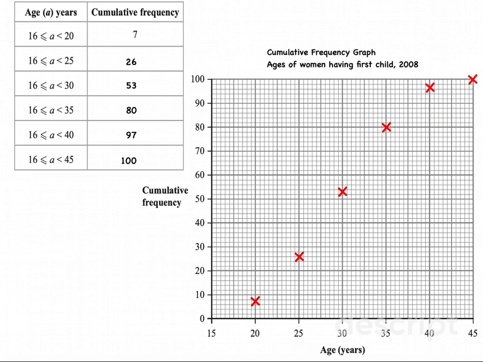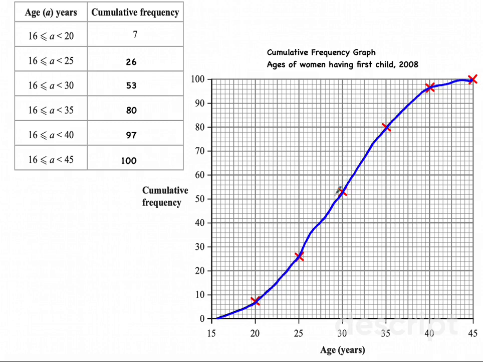Now, I could join those points with a straight line drawn with a ruler, but I'm going to be joining them freehand to show you the type of curve we normally see with a cumulative frequency graph. So we can start here at 0, at the age of 15 here. Well, in fact, we should start from the age of 16, which is here. We have no women having their first child, and as we increase the age, our cumulative frequency increases, and we draw a smooth curve through those points till we reach the final cumulative frequency.